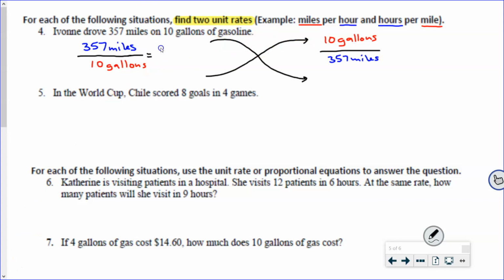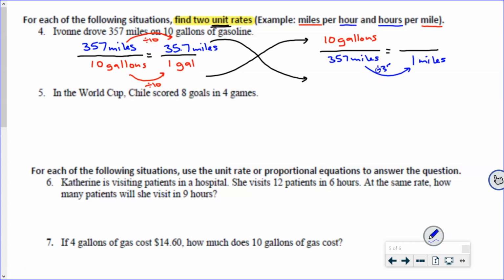Okay, I flipped the ratio, but we're still not done because we need to find the unit rate, which means I need it to be per 1. And this one, I need it to be per 1. So let's do that. How does a 10 change to a 1? How does a 357 change to a 1? You know the calculations, so perform those calculations in your calculators. 10 divided by itself is 1, but since I'm dividing by 10, I need to divide by 10 up here too. 357 divided by 10 is 35.7 miles per gallon.